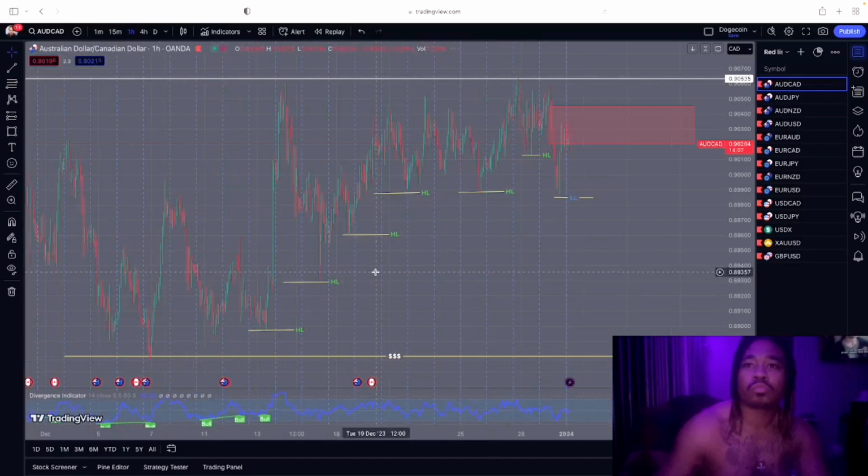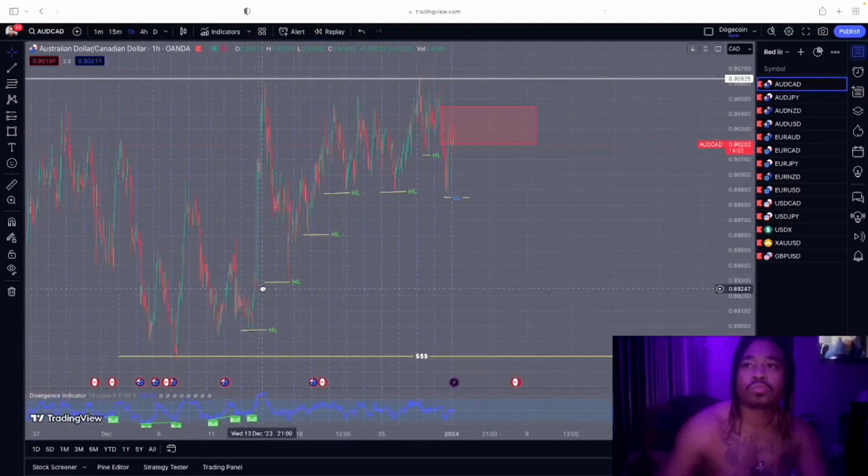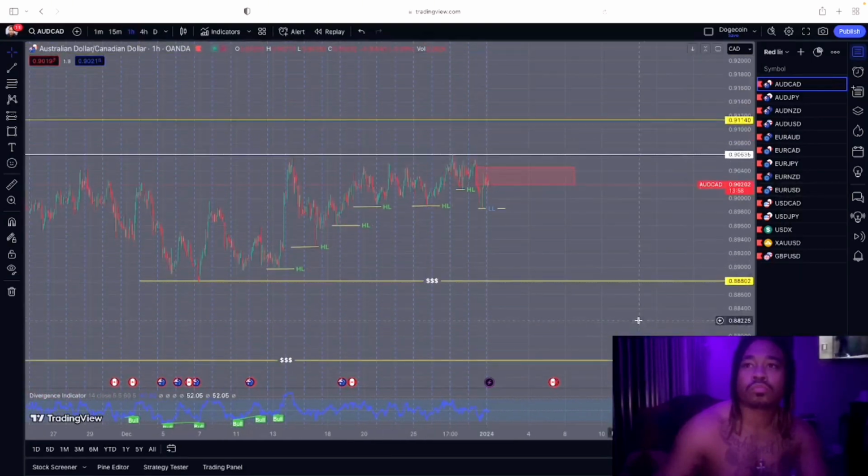I don't want to try to predict the market. I want to react to the market. So if the market blows above that and keeps going, then I'm cool with it. I'll watch for the next setup. But if the market gives me something I want to see, then I'll take the trade.